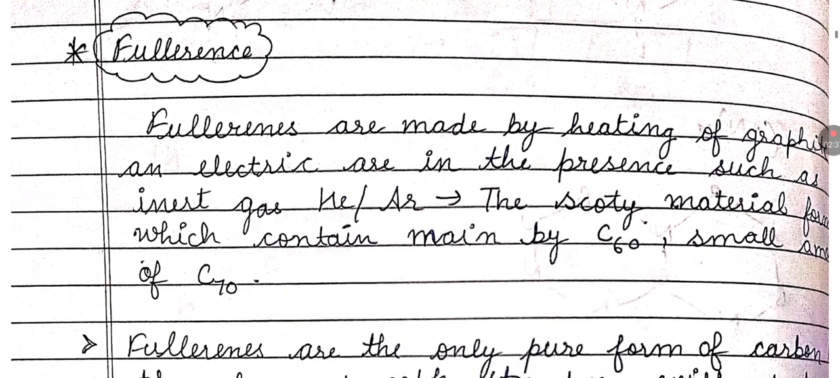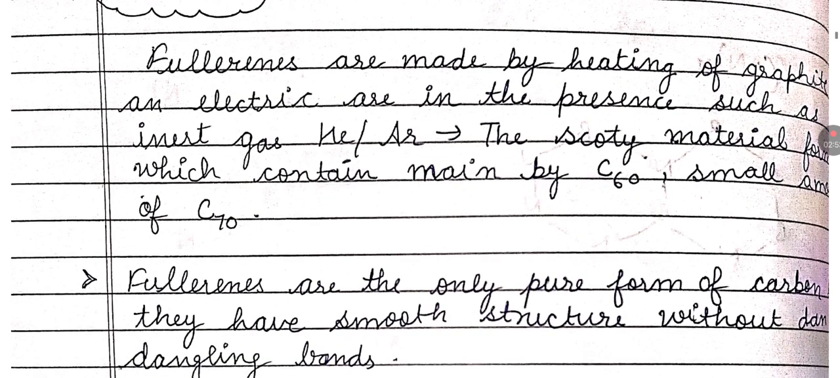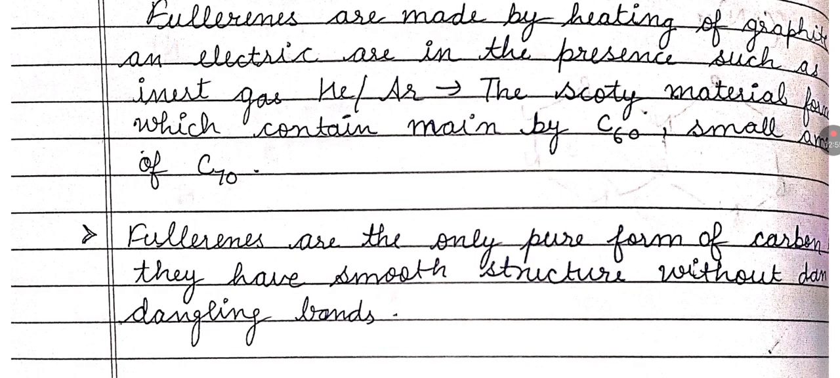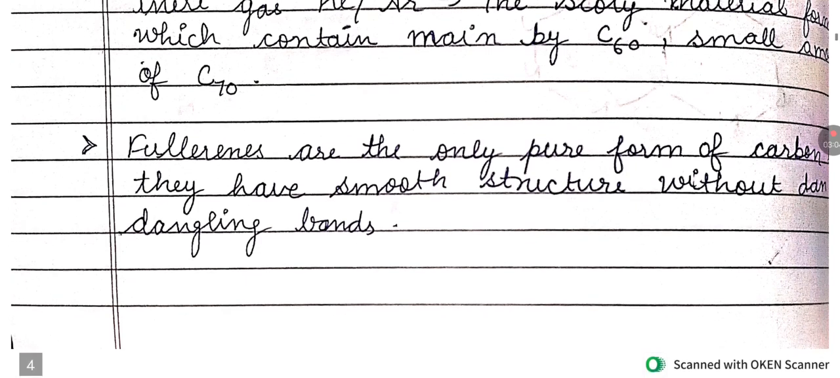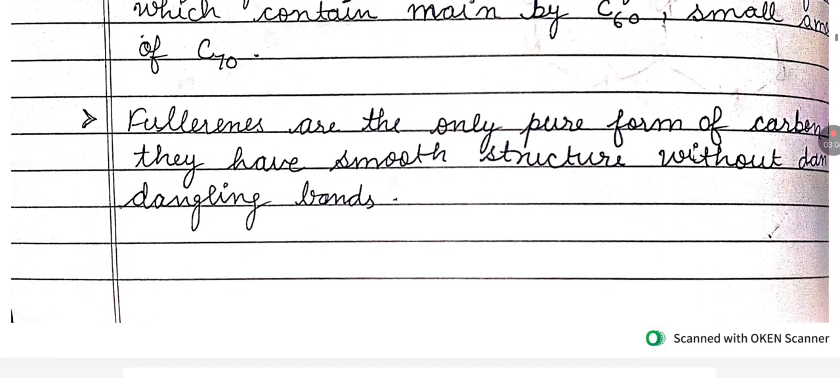Fullerenes, C60. So fullerenes are made by heating of graphite in an electric arc in the presence of inert gas such as helium or argon. The soot material contains mainly C60 and small amounts of C70. Fullerenes are the only pure form of carbon. They have smooth structure without dangling bonds.